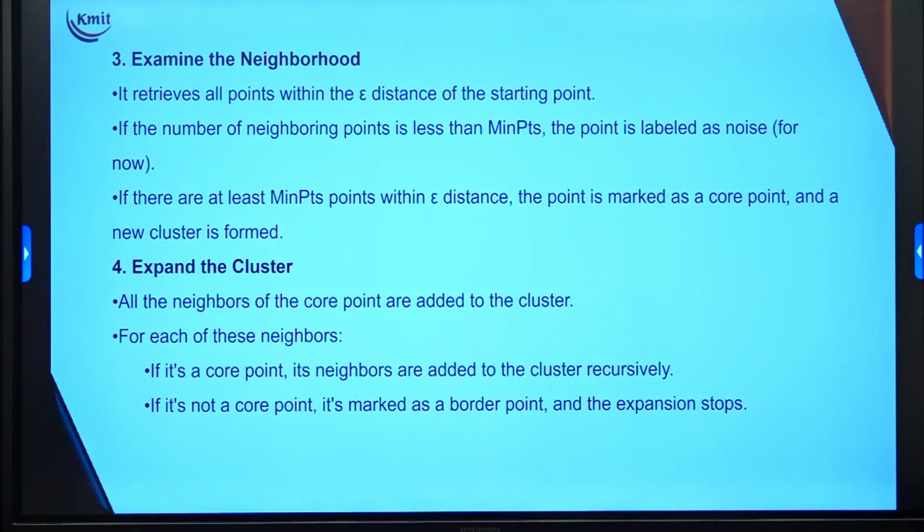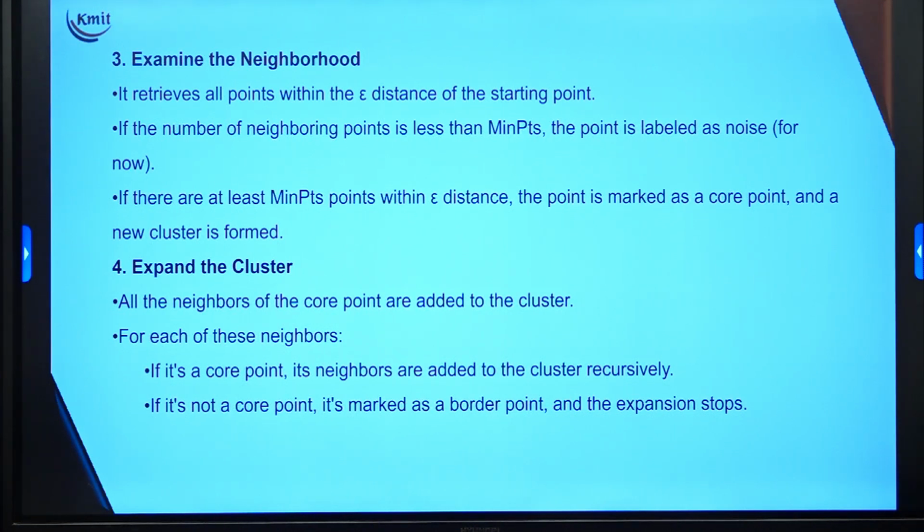Okay, if the number of neighboring points is less than minimum points, the point is labeled as noise. Otherwise, it will be included in the cluster, or we call it a core point when a new cluster is formed. Once we are done with examining the neighborhood, we will try to expand the cluster, where all the neighbors of the core points are added into the clusters.